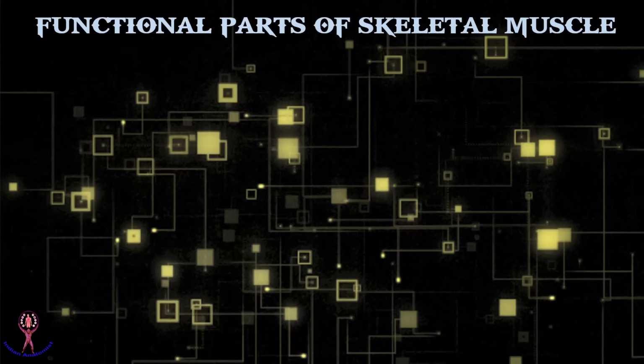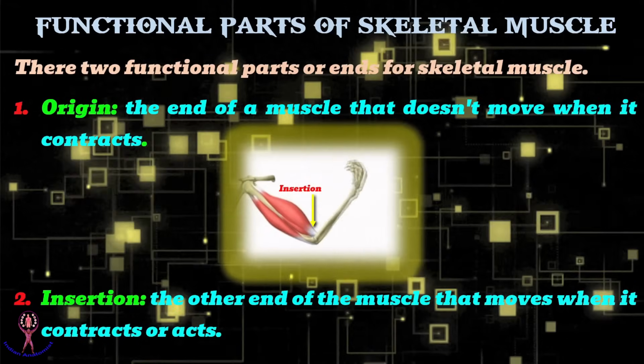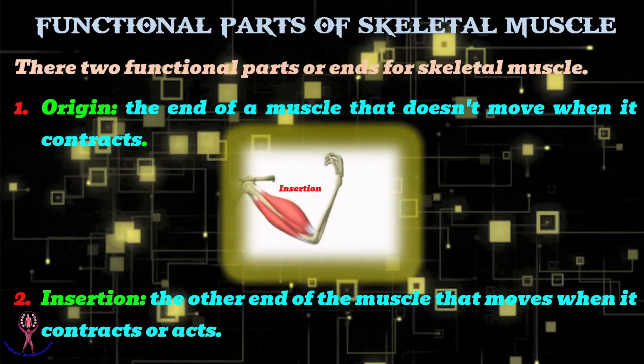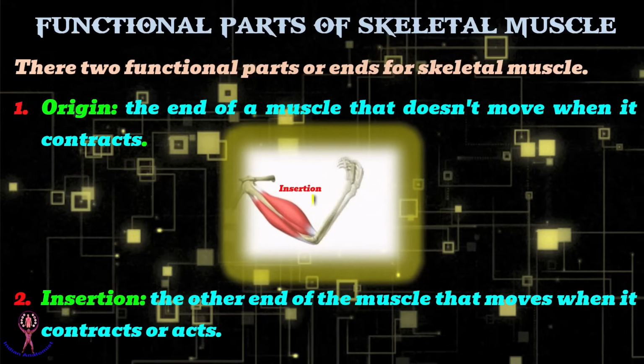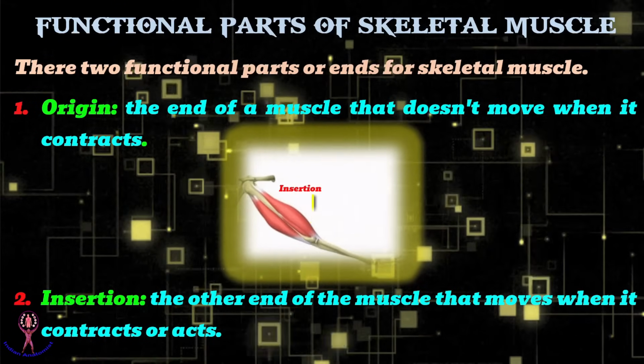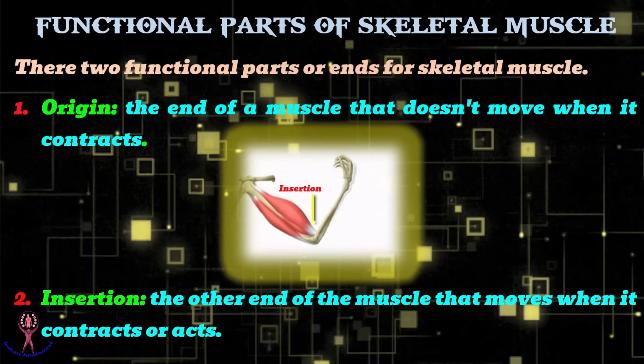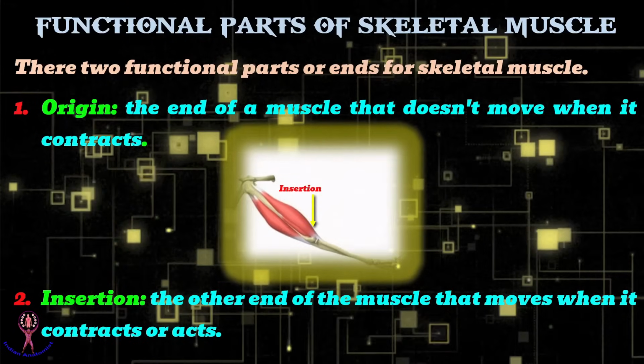There are 2 functional parts, or ends, for skeletal muscle. Number 1 is origin, one of the muscle ends, which remains fixed during its contraction. And number 2 is insertion, the other end of the muscle, which moves during its contraction, or where the action takes place.